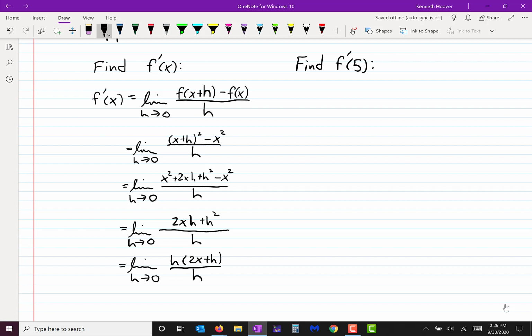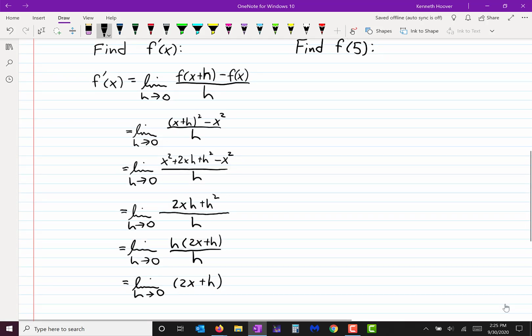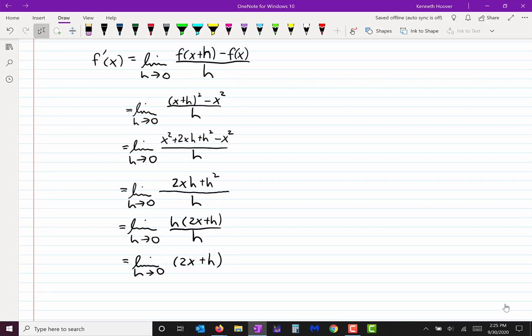And that h that I just factored out will cancel out with the h on the bottom. And it leaves us with just this. Now I can find the limit. As h goes to 0, what will we end up with? 2x. So there's f prime of x. Let's write that in blue. F prime of x equals 2x. Okay? It takes some work, but it's just mostly algebra. There's no calculus until the very last line.